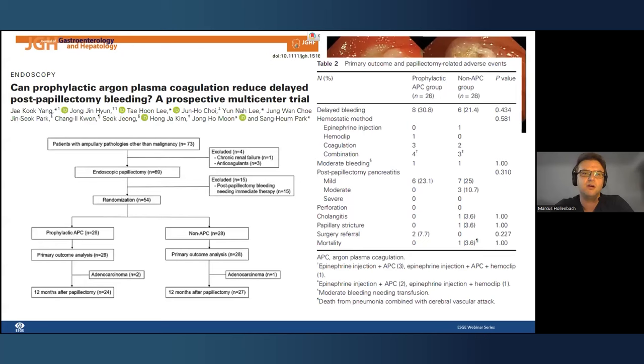which is a relatively low patient count, but in the end, the statistical difference was not significant, and all the other outcomes were also not significantly different. That means at the moment, there is no evidence to recommend the APC therapy to reduce delayed bleeding.